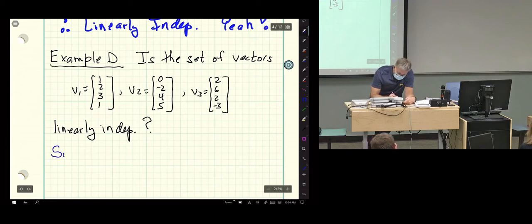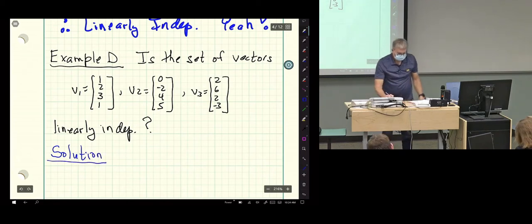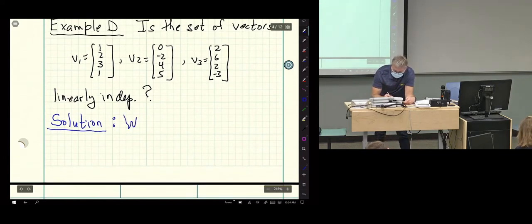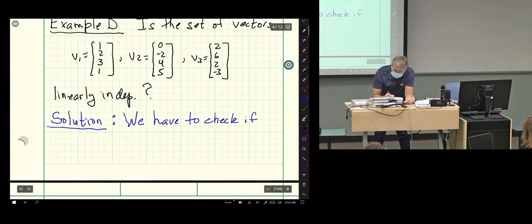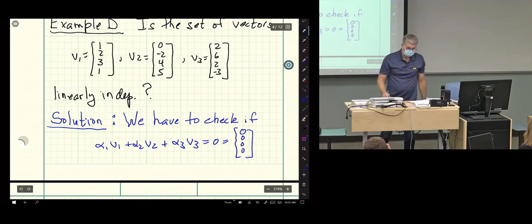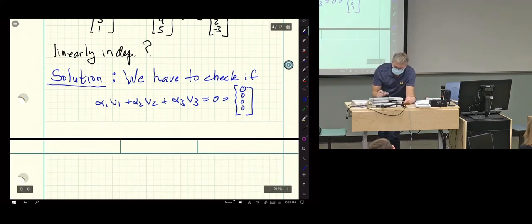So how do we go about that? It's always the same thing. We have to check if, with three vectors, alpha 1 v1 plus alpha 2 v2 plus alpha 3 v3 equals the zero vector. I'm just going to remind you it's a 4-vector, so it has 4 zeros, has a non-trivial solution.